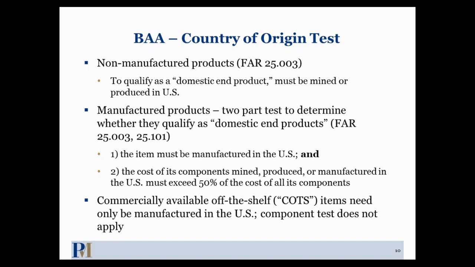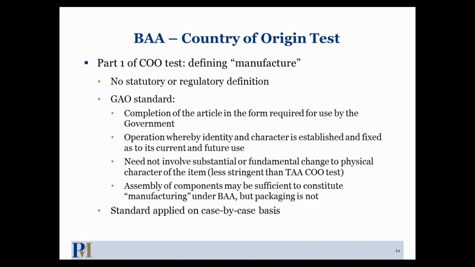So then, going a little deeper into this, first part of the test is defining manufacture. So how do you know whether it's been manufactured in the U.S.? Well, unfortunately, no clear-cut rules. There's no statutory or regulatory definition of manufacture. But GAO, through its case law, has come up with a standard, and the standard's applied on a case-by-case basis.